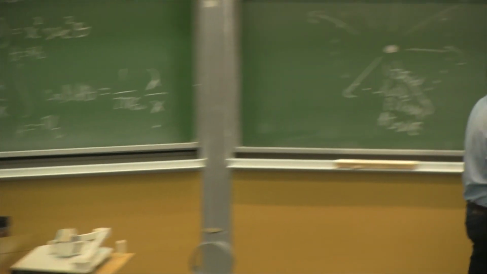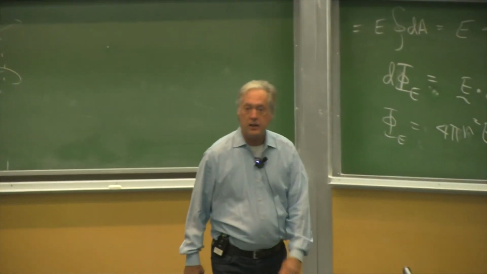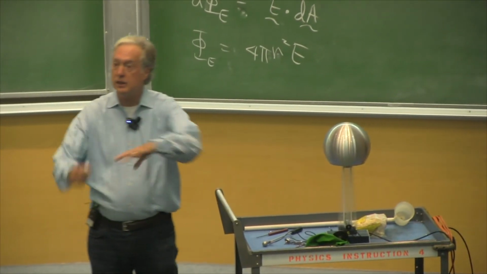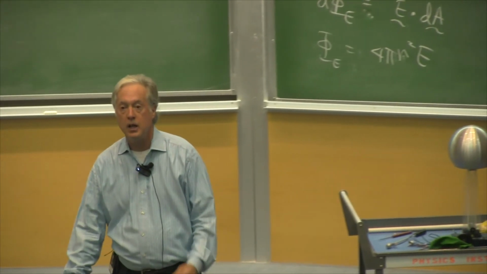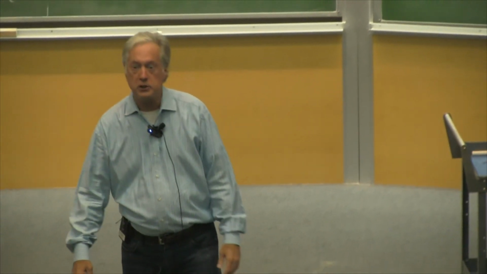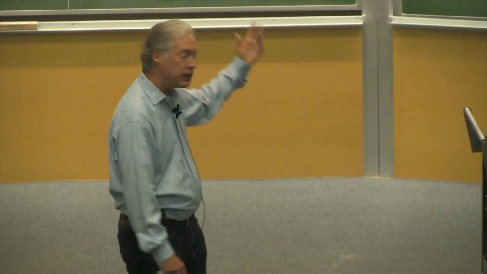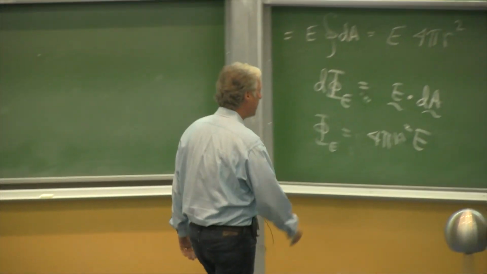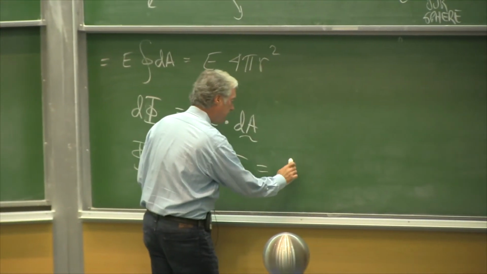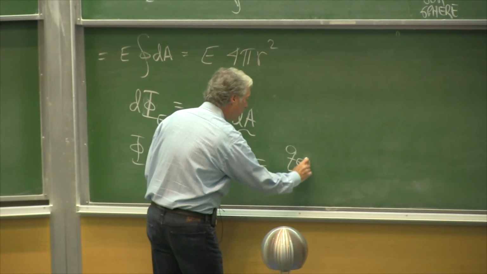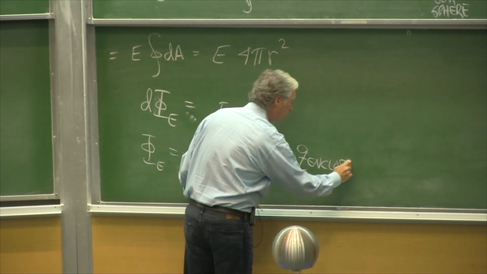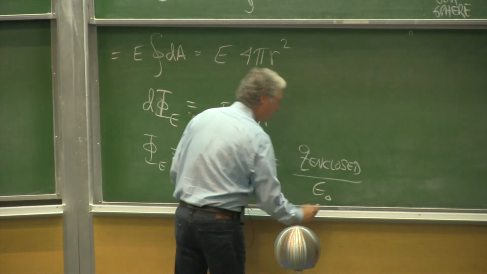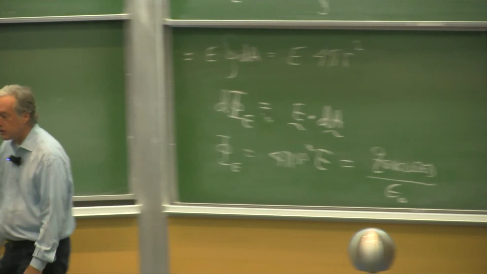Now, if we had no charge on the sphere, we would not feel any electric field. As we increase the amount of charge on the sphere, we make more electric field. And so we might think then that the electric field is created by the charges that are enclosed. And I want to throw in a constant to get the units right.